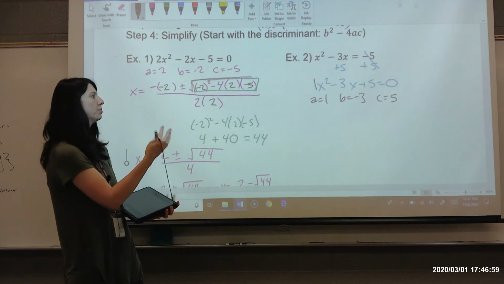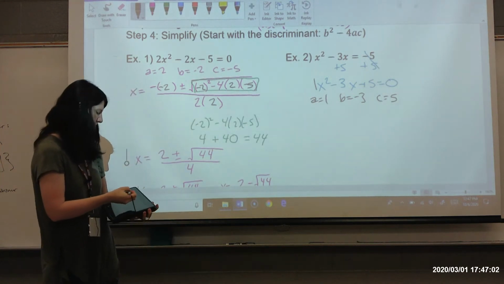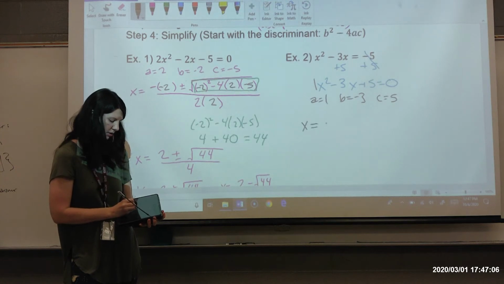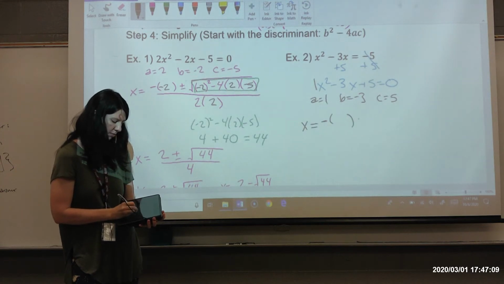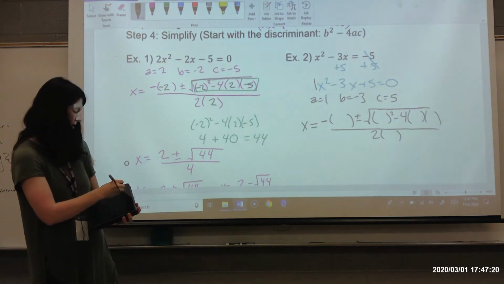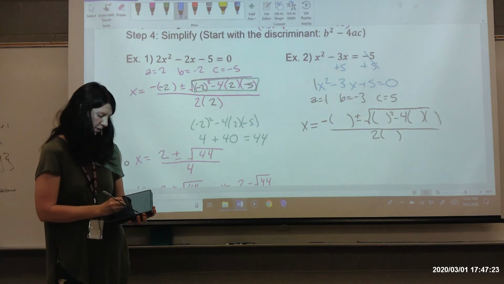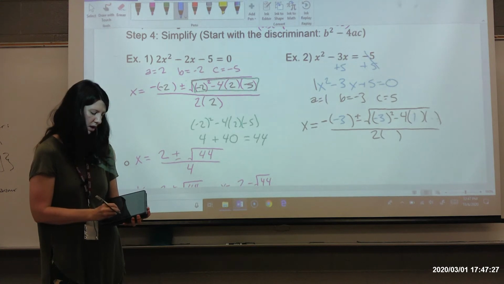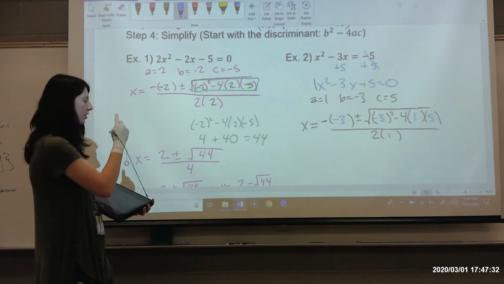Okay, now I'm going to take those and plug them into my quadratic formula. All right, here we go. X equals negative, plug in my b, plus or minus the square root, b squared minus 4 times a times c, all divided by 2 times a. Okay, so let me actually plug in my numbers here. Negative b plus or minus square root of b squared minus 4 times a times c all over 2 times a. All right, go through and simplify.